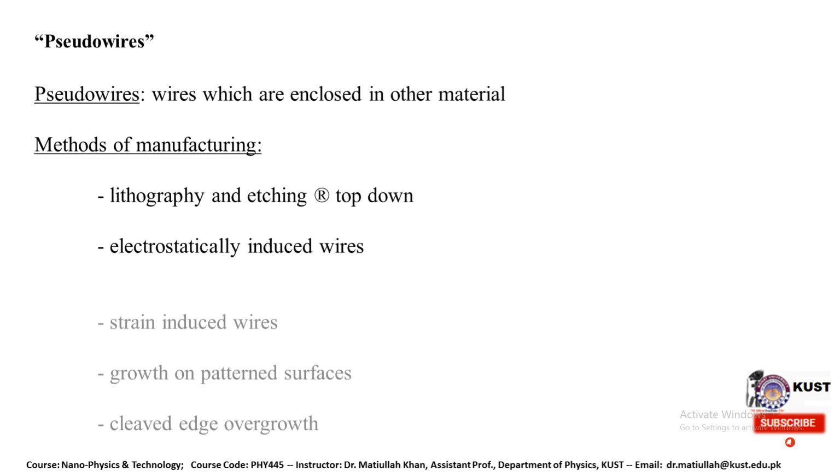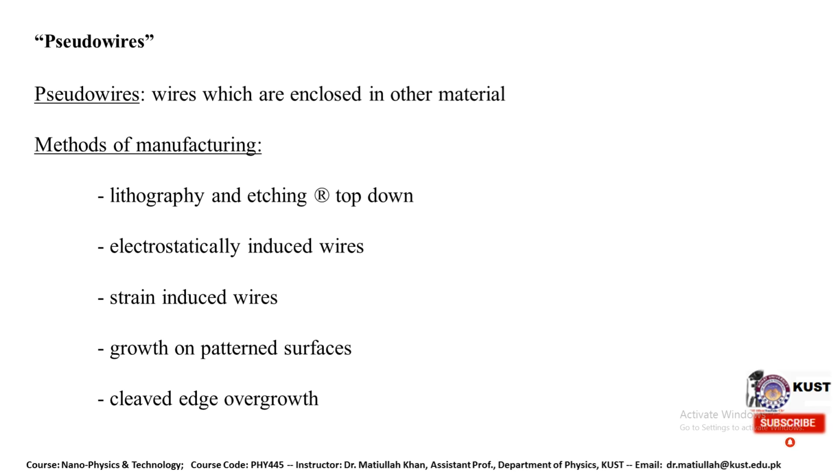First, we need to know pseudowires. What is that and why do we use it? It is actually the wires which are enclosed in other materials, and there are several techniques to prepare such nanowires. There is some very interesting morphology. Some of the techniques are lithography and etching, electrostatically induced wires, strain induced wires, and growth on patterned surfaces, by which nanowire morphology is produced.